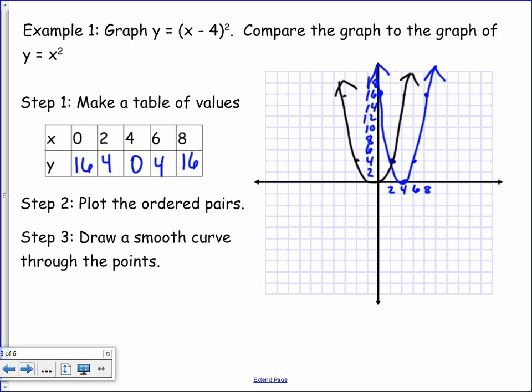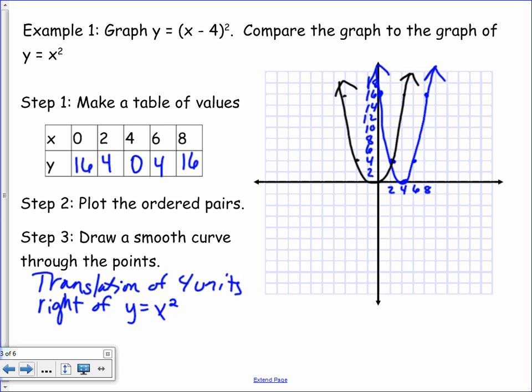So we can see what happens here. It looks like I made this black one a little bit wider, but it shouldn't be. So we can see that what happened is it's just a translation 4 units to the right of y equals x squared. And that works because our h value was greater than 0, so it was going to the right.